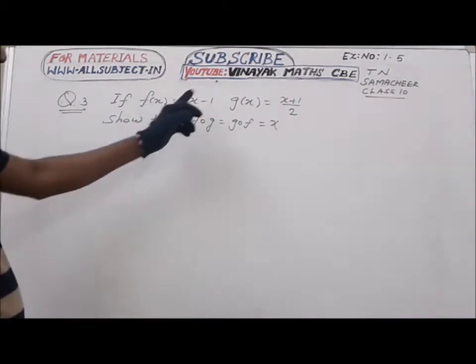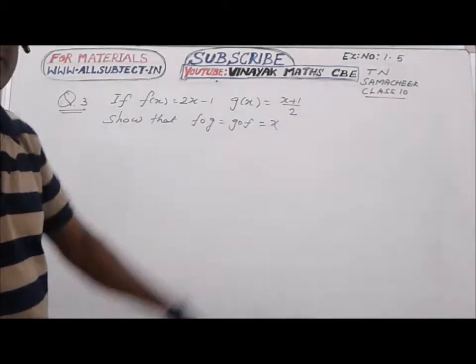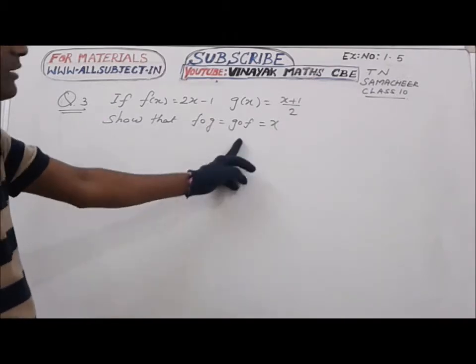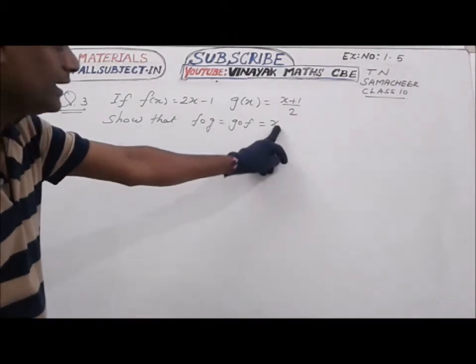f of x is given as 2x minus 1. g of x is given as (x plus 1) by 2. We need to show f composition g value and g composition f value both are equal to x.